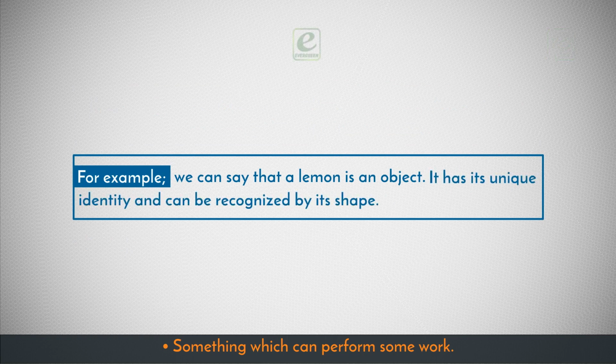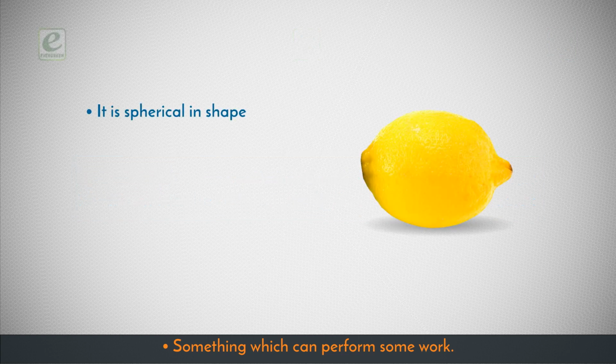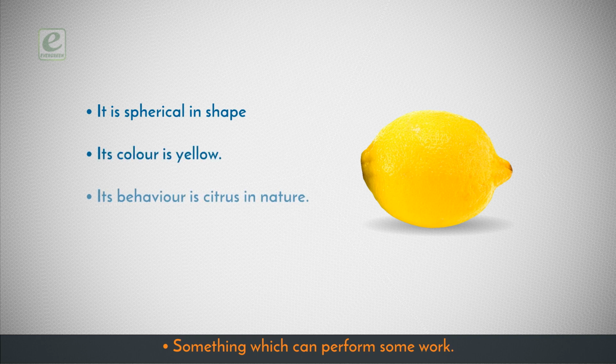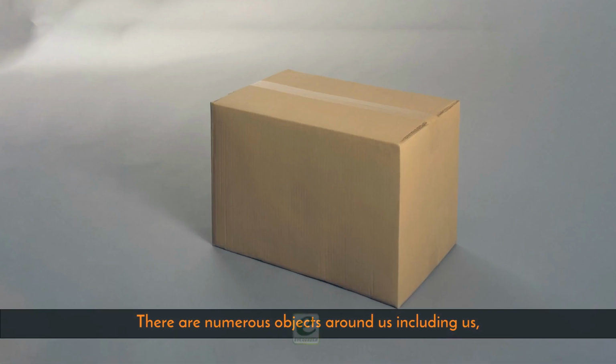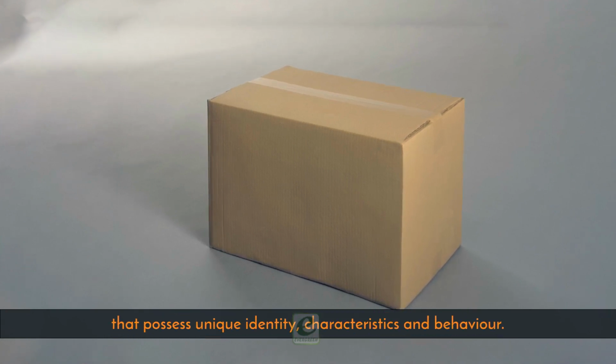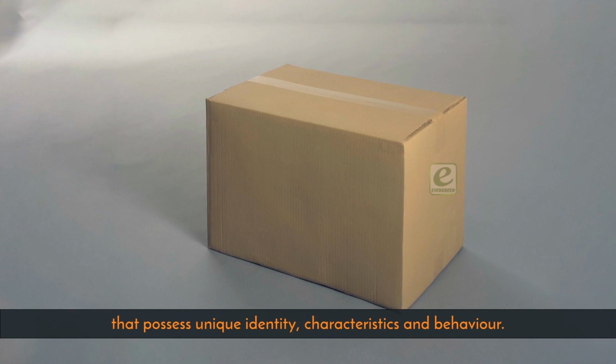It has its unique identity and can be recognized by its shape. Its characteristics are: it is spherical in shape. Its color is yellow. Its behavior is citrus in nature. It always tastes sour. There are numerous objects around us, including us, that possess unique identity, characteristics, and behavior.